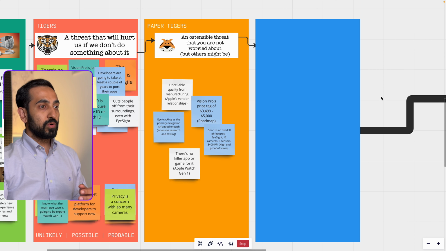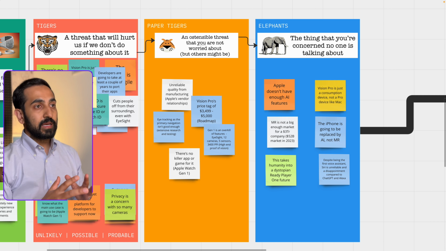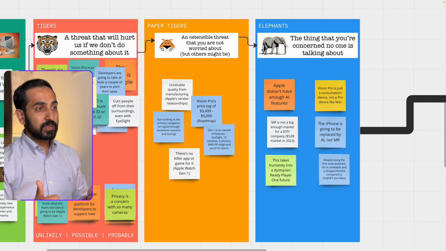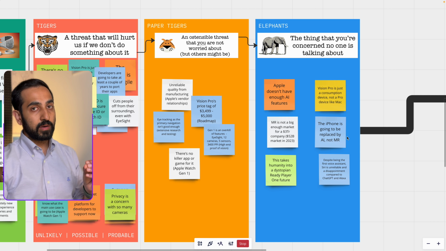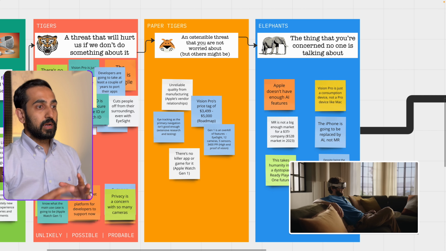And finally, moving to the elephants in the room. These are things that we are concerned about, but no one is really talking about. Apple doesn't have enough AI features. This is a big concern and something we need to be thinking about. And the iPhone is going to be replaced by AI, not MR. That is a possibility, and we need to make sure that we're mitigating against that with enough thinking around AI.